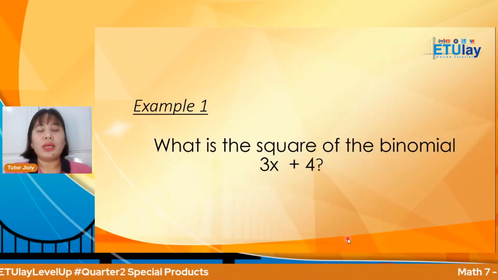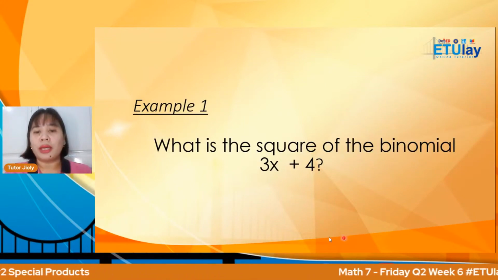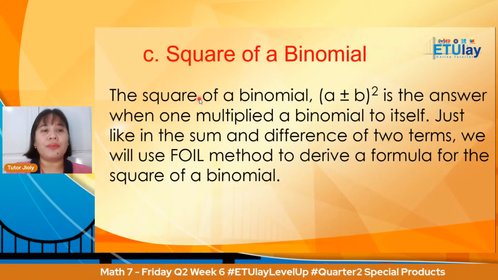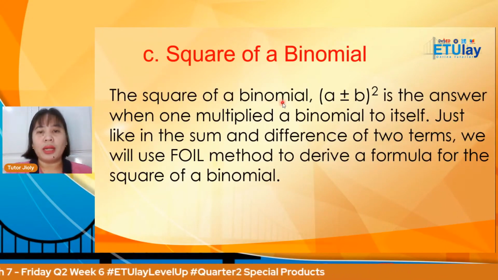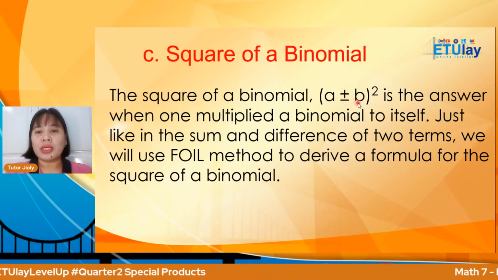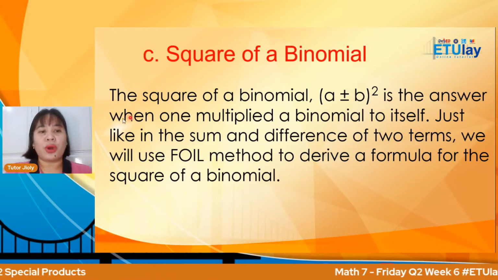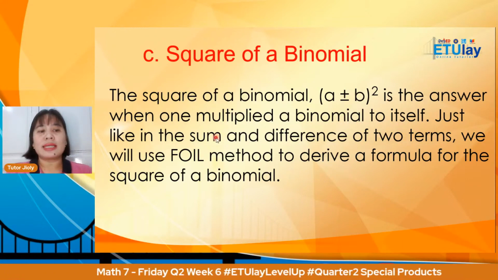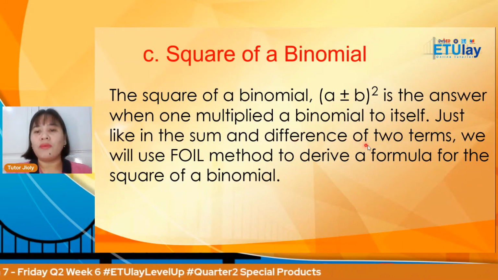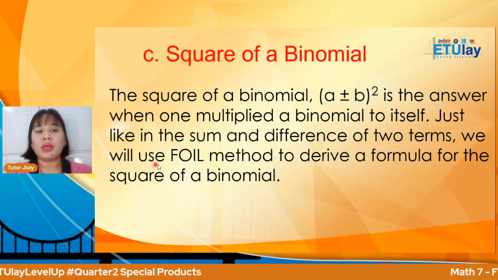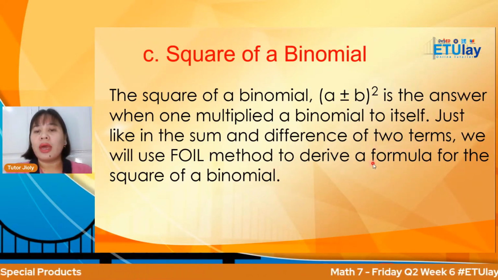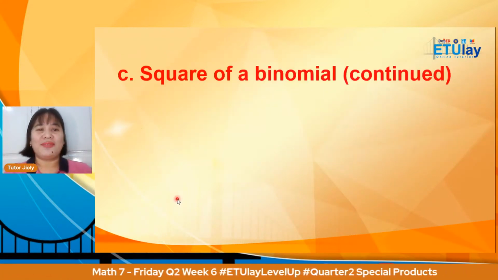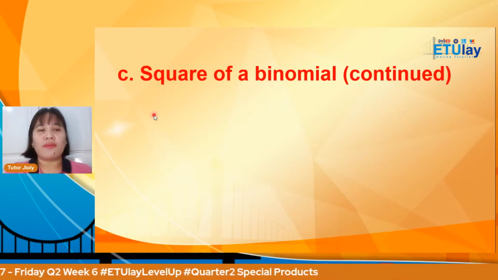Example number 1. What is the square of the binomial 3x plus 4? Okay, we are now on the square of a binomial. The square of a binomial, quantity a plus or minus b raised to 2, is the answer when one multiplies a binomial by itself, just like in the sum and difference of two terms. We will use the FOIL method to derive a formula for the square of a binomial.